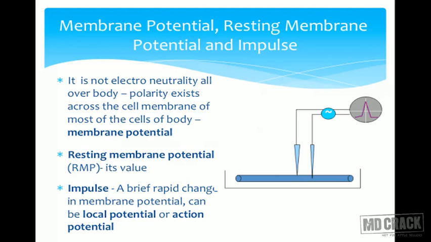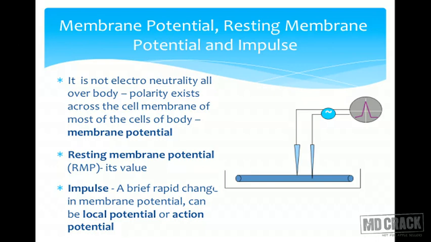Now what do you mean by membrane potential first? What exactly is the meaning of the membrane potential? If you look at this figure, suppose this is a cell and we have placed a microelectrode, one just outside the cell membrane and one inside the cell membrane. Since it is a part of the body, there should be electroneutrality. That means no voltage should be recorded.